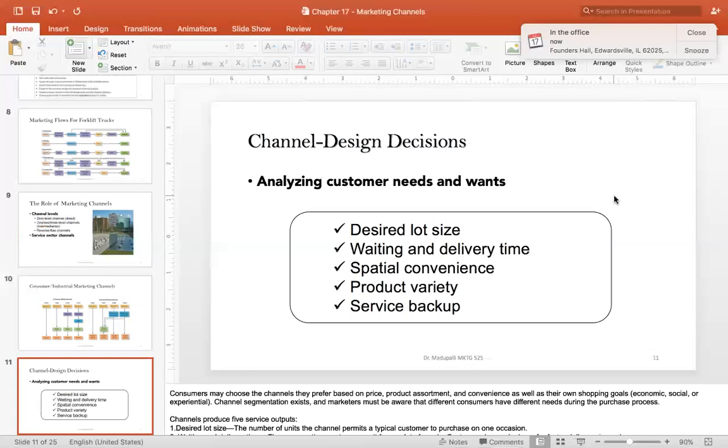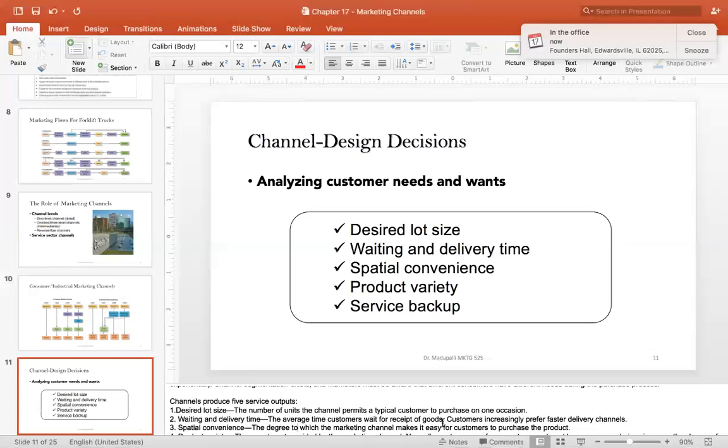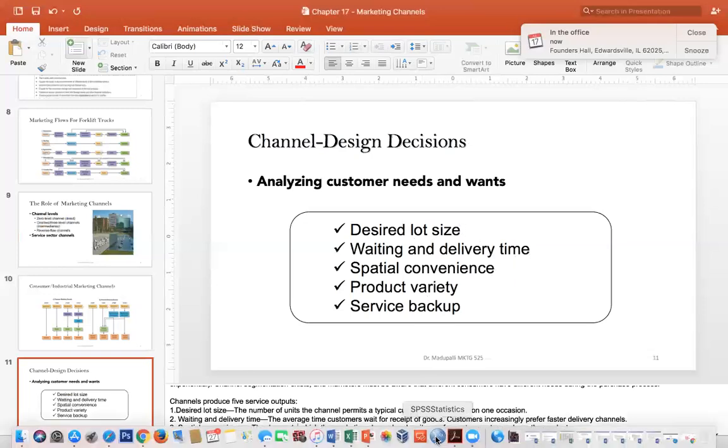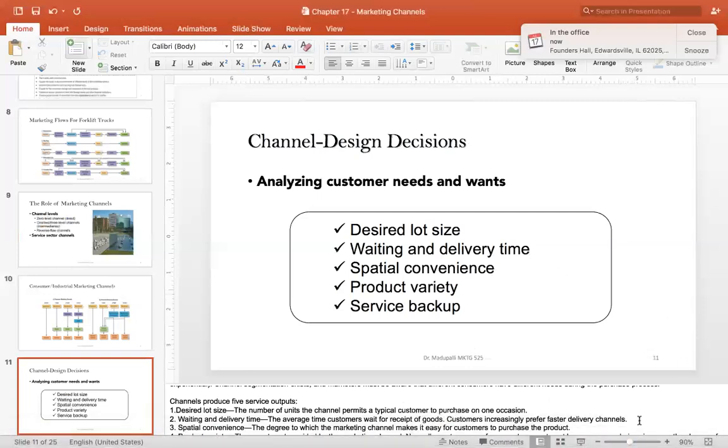Channels serve 5 basic functions. Desired lot size: the number of units a channel permits a typical consumer to purchase on one occasion, like how many you can buy at the same time. The waiting and delivery timing: the average time consumers have to wait to receive the goods. For example, if you buy a washer and dryer from Home Depot, it may take up to 3 weeks, depending on the type of product. So that is your waiting and delivery. That is the service output the channel produces.